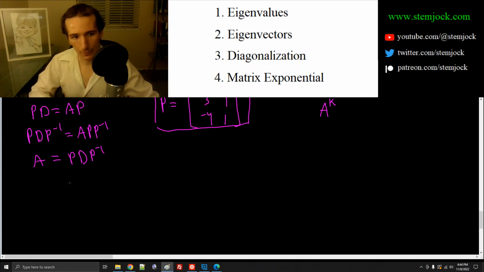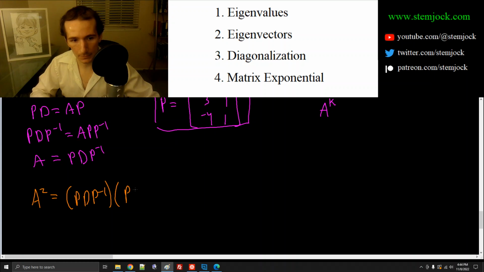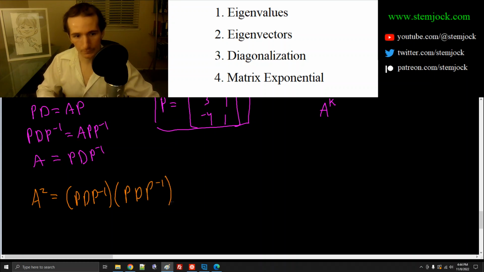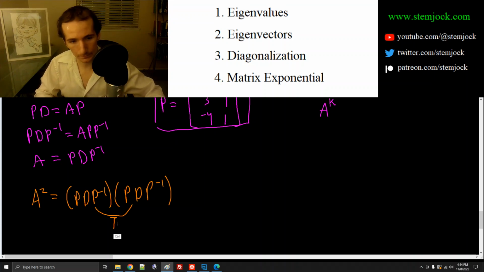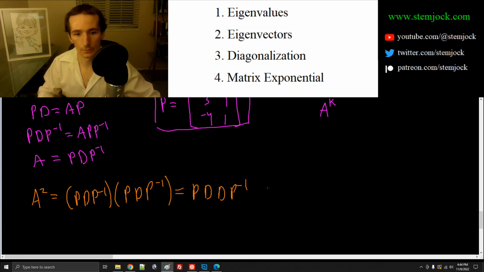Now let's say that I wanted to find A squared. I would multiply P D P inverse by P D P inverse. Now, matrix multiplication is associative, so I can multiply these two to give the identity matrix I. So this would be P D times D times P inverse. So this would be P times D squared P inverse.